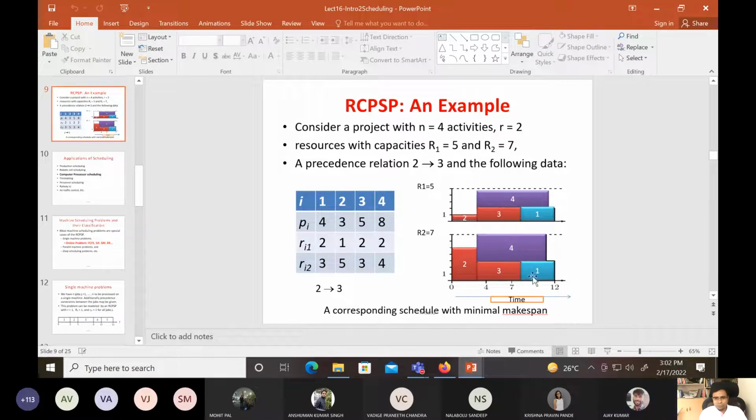If you run 1, 3 and 4 all parallelly, then how much resource do you require? If you look at resource 1, if you run 1, 3 and 4 parallel, you require 5 resources. And if you run 1, 2 and 3, 1, 3 and 4 parallel, how many resources do you require? 6, 5, 1, 3 and 4: 10 resources you require. You have only 7. You can't. Okay, sir.